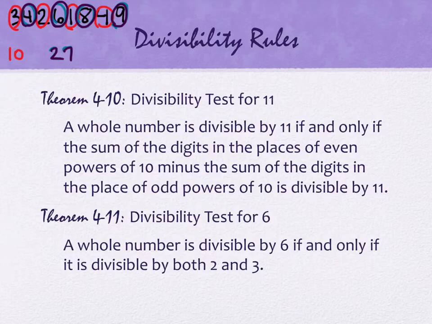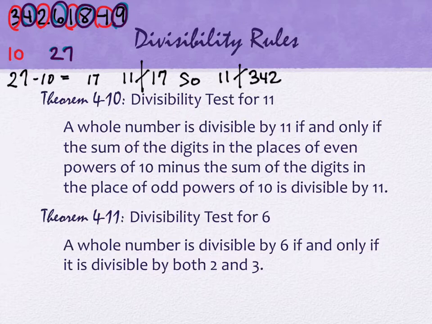So 27 minus 10 is 17. Okay, everybody good? You got 17? Is 17 divisible by 11? No. Then it means that the original number with all my circles around it also would not divide by 11. So we take 27 minus 10, we get 17. 11 does not divide 17. So 11 will not divide, heavens to Betsy, 3, 4, 2, 6, 18, 49.